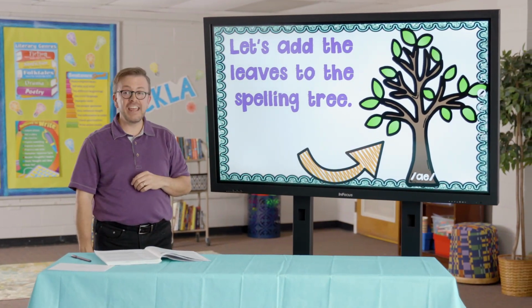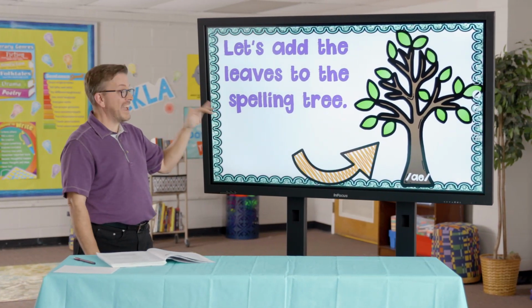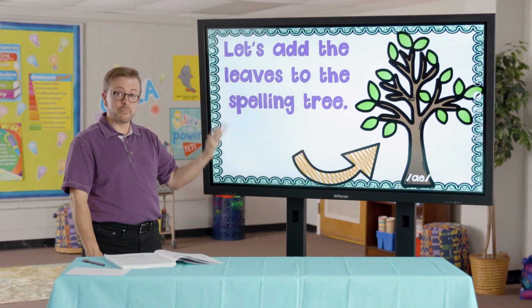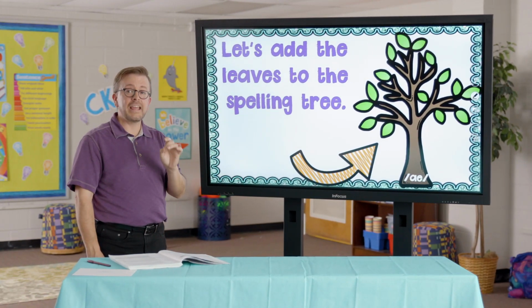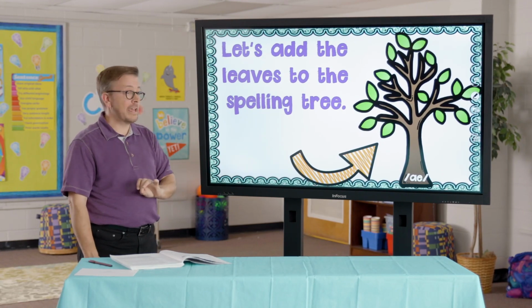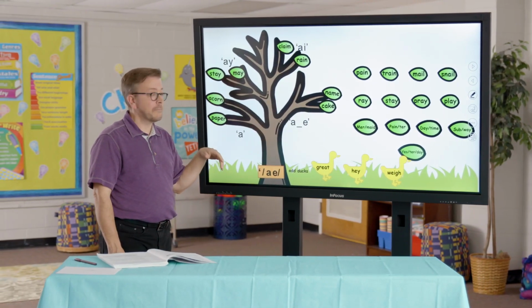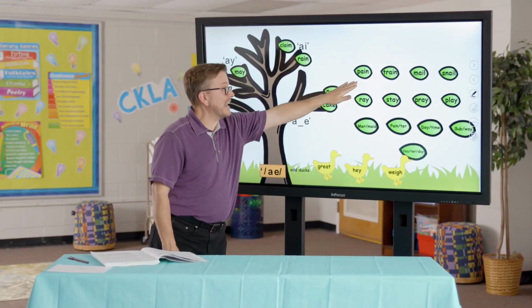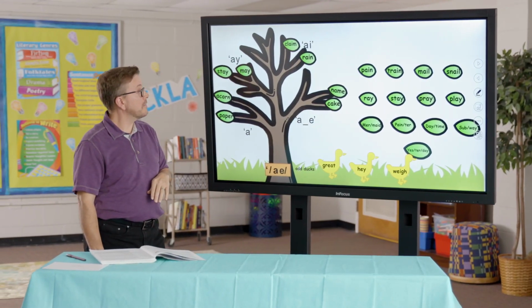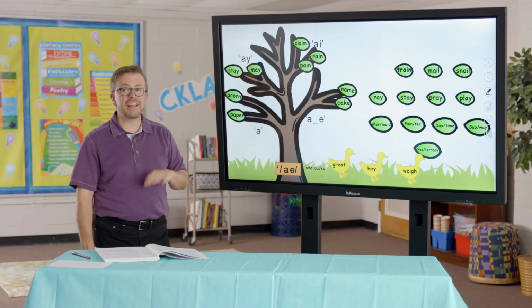And so we're going to take these and add these leaves to our tree, right? Because we've practiced two new long A spellings, the AI and the AY. So let's look at the words that we can now hang up on our tree. First one is pain, pain. Where's that going to go? Right there under that AI branch.